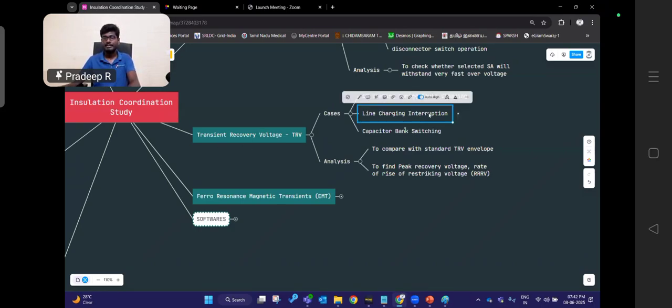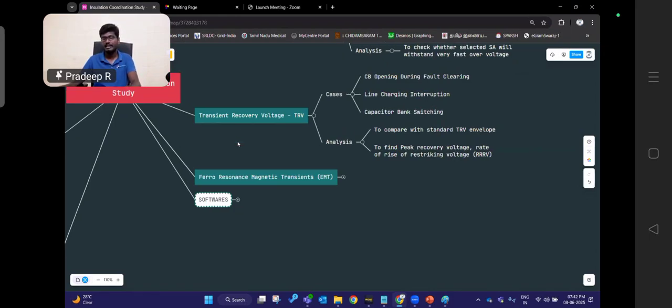Then line charging interruption means, for example, I am energizing a transmission line which is far away from the substation. For that, we must energize one line first, and then our desired line, which we are going to energize second. So during that time also there will be some interruptions. So there we can study transient recovery over voltages.